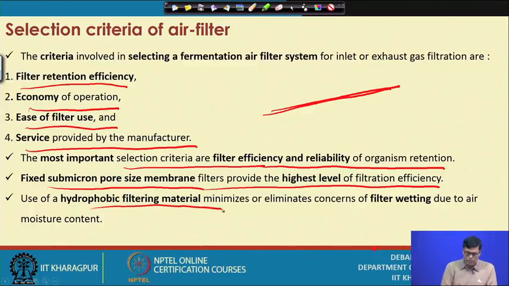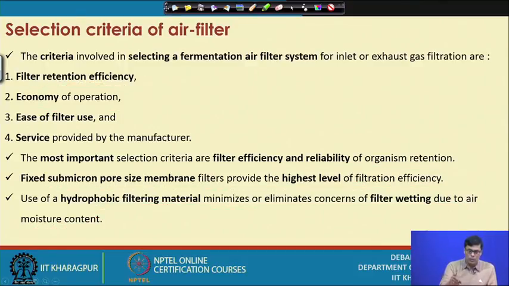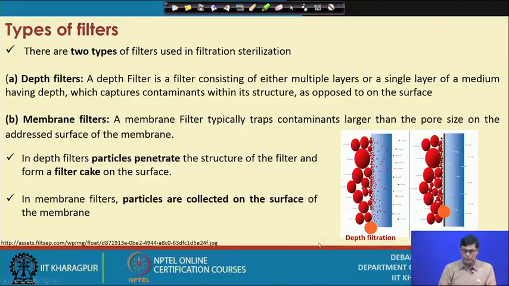Hydrophobic filtering material minimizes or eliminates the concern of filter wetting due to air moisture. So, these are a couple of factors we have to consider for selecting the air filter. Now, another important thing is the different types of filters available. One is called the depth filter, another is the membrane filter.